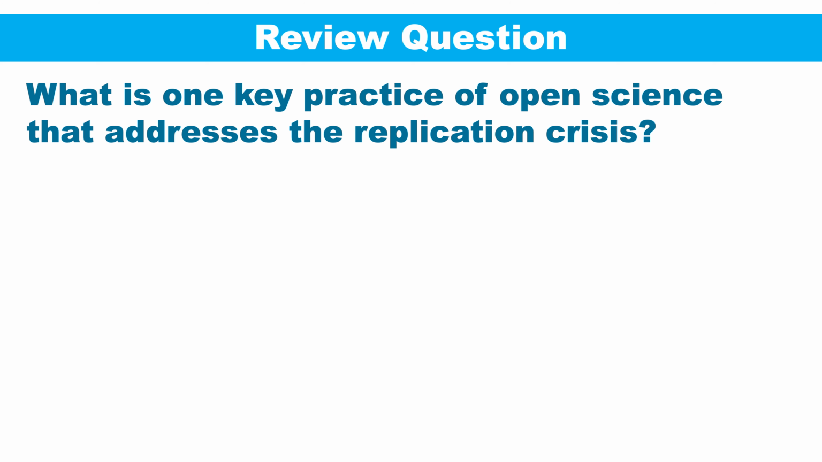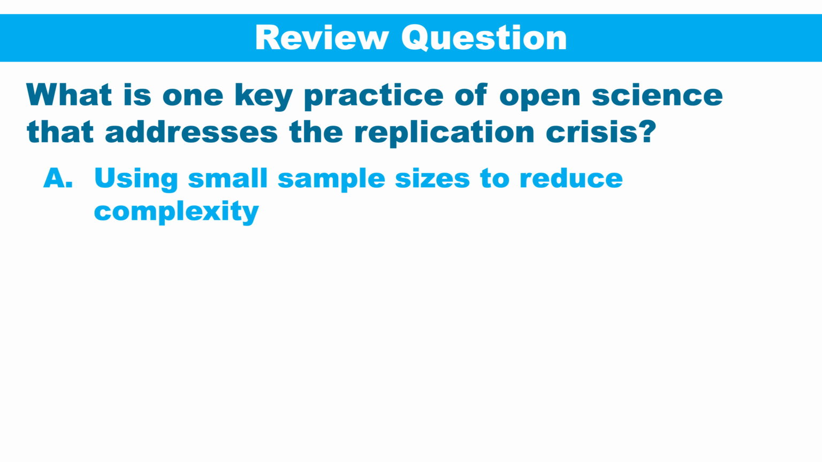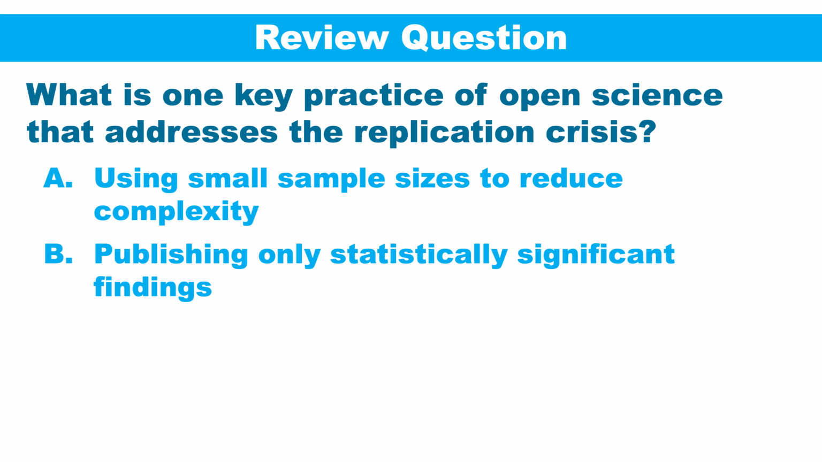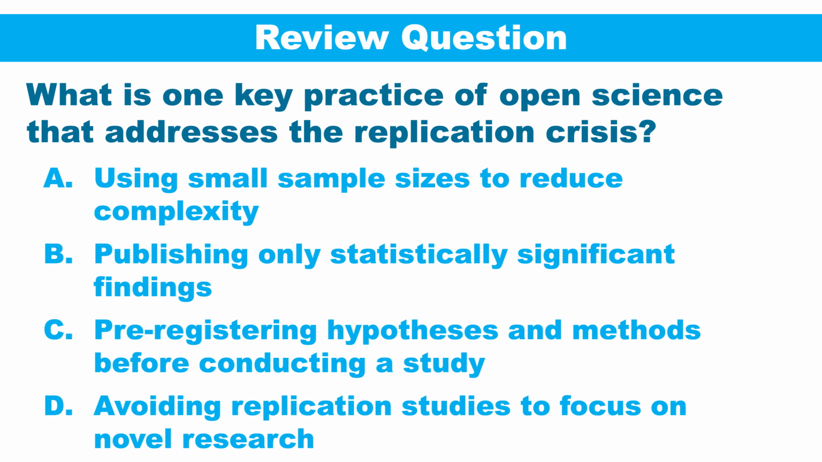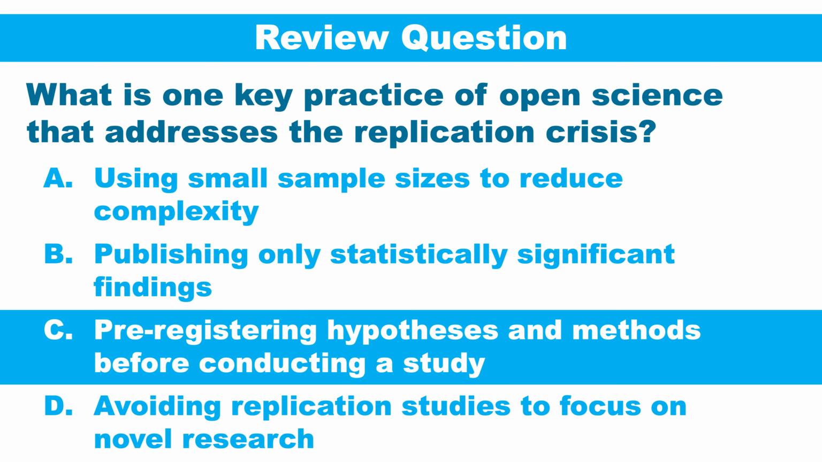What is one key practice of open science that addresses the replication crisis? A, using small sample sizes to reduce complexity. B, publishing only statistically significant findings. C, pre-registering hypotheses and methods before conducting the study. Or D, avoiding replication studies to focus on novel research. The correct answer is C. Pre-registration increases transparency and reduces the likelihood of questionable research practices.